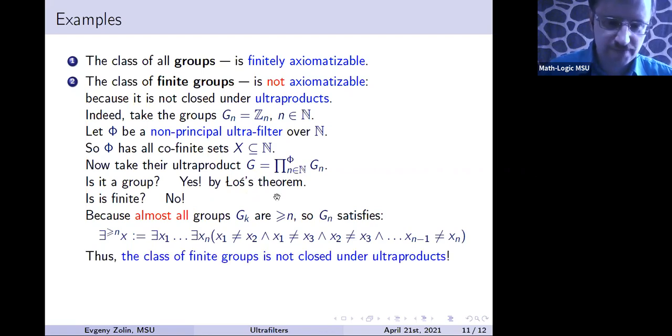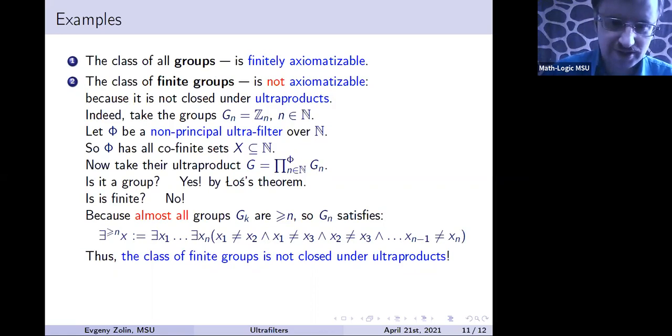So what do we have? We take finite groups, take some ultrafilter, take the ultraproduct, and this ultraproduct is an infinite structure. It is even a group, but it is infinite. So G does not belong to our class. So the class of finite groups is not closed under ultraproducts. Perhaps this is the main observation for all our examples.